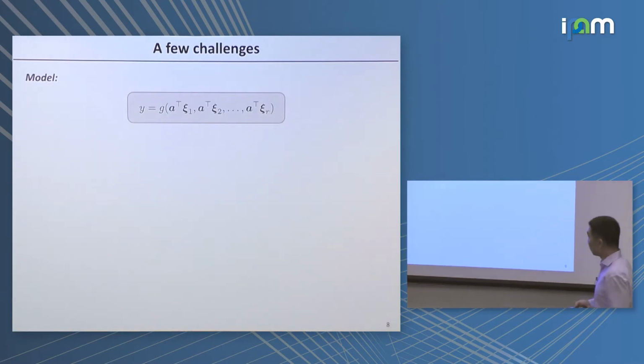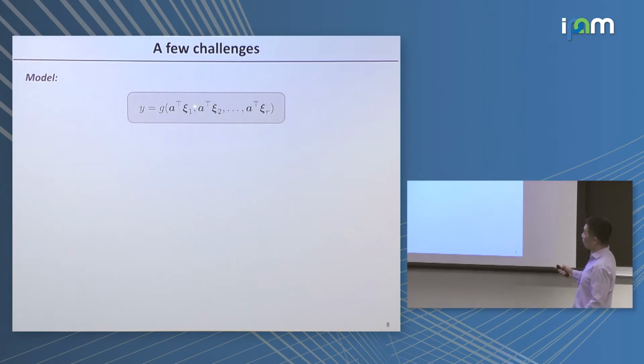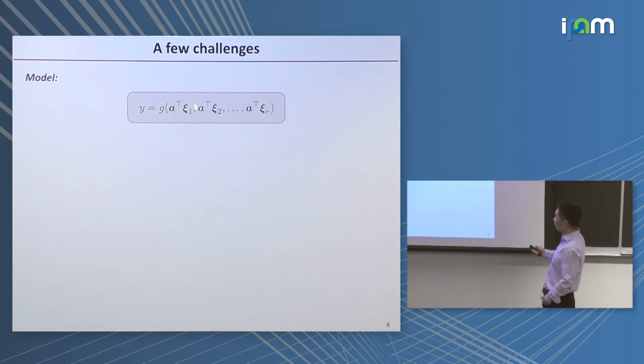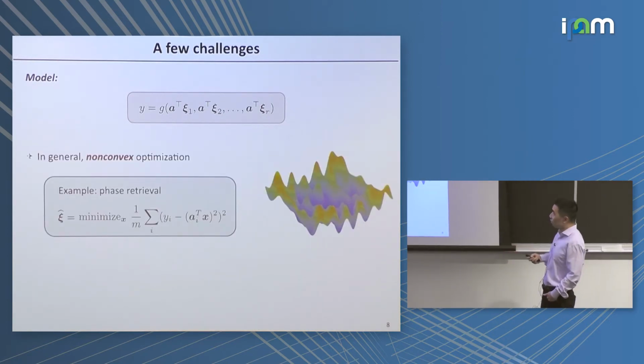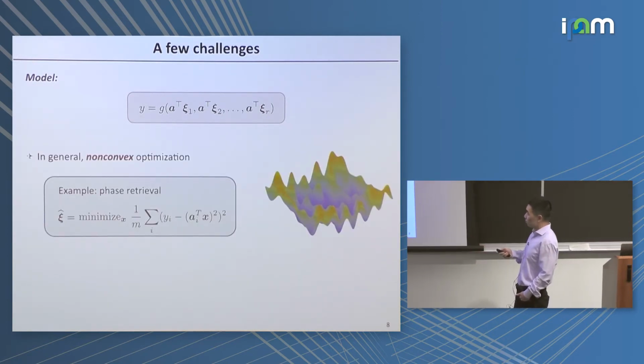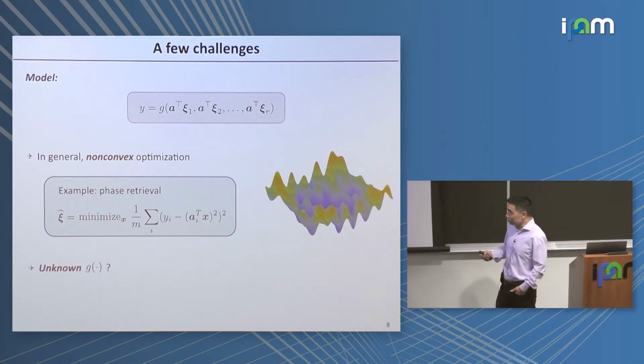So what are the challenges? So here is our model. We want to estimate the subspace spanned by ξ1 to ξR and a general function G. Even in the case where G is known, typically estimating these subspaces boils down to a non-convex optimization problem. For example, if you are talking about phase retrieval, this is a nonlinear least squares problem, and this is a non-convex problem. The actual challenge is when G is also unknown.